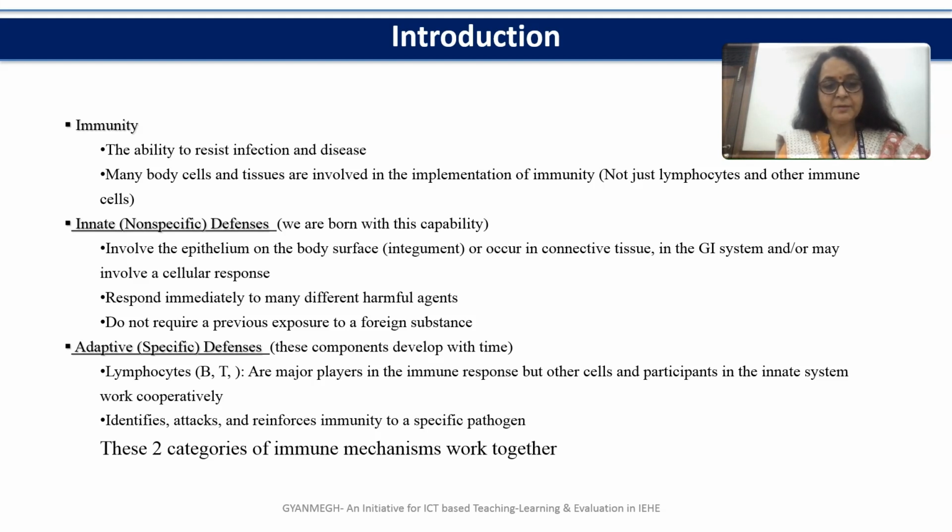And in adaptive immunity, these components develop with time. They are lymphocytes, meaning B and T cells. They are major players in the immune response, but other cells and participants in the innate system work cooperatively. It identifies, attacks, and reinforces immunity to a specific pathogen. So these two categories of immune mechanism work together.